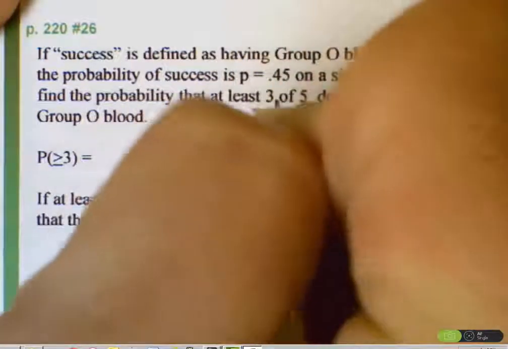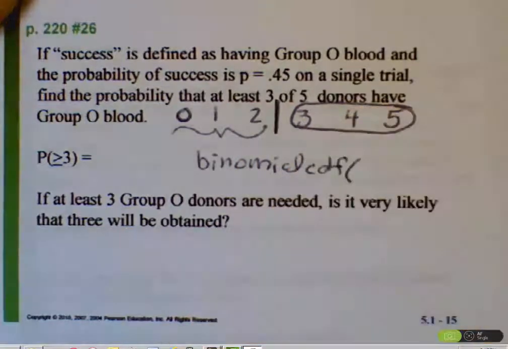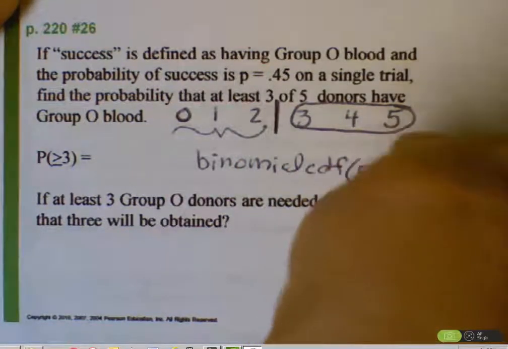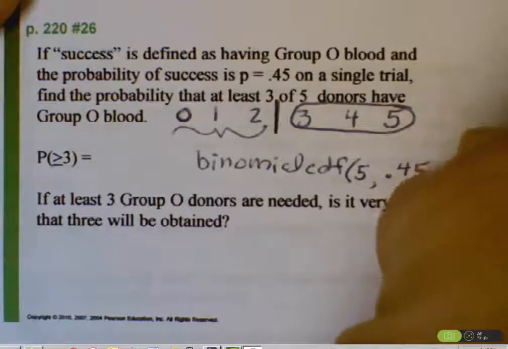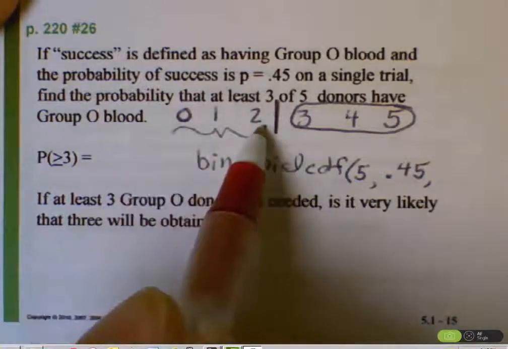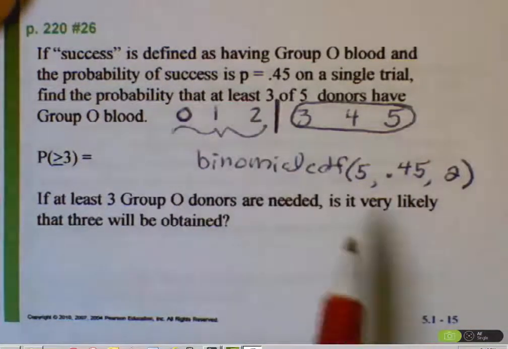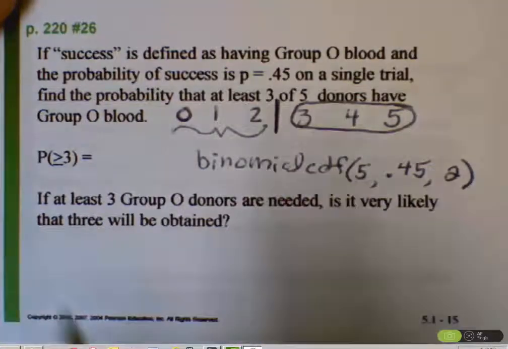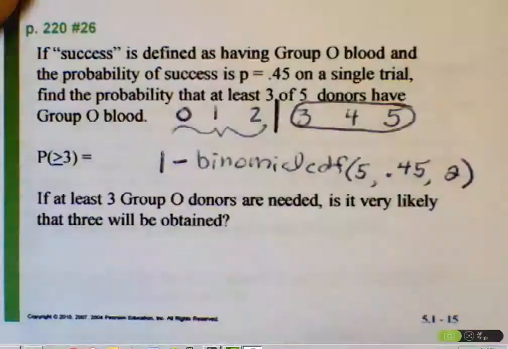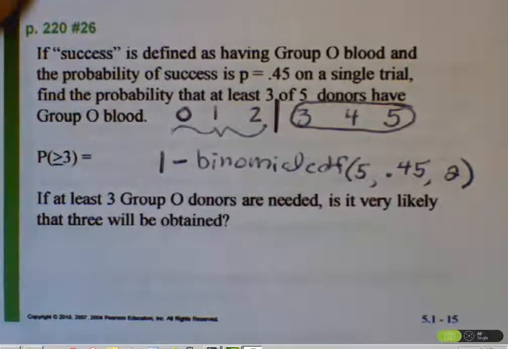So all I have to do is find this probability with binomial CDF: out of 5 trials, each having a probability of success being 0.45, what's the probability of at most 2? And once I have that probability, I can subtract it from 1 to get the probability that I'm looking for, the probability of at least 3.